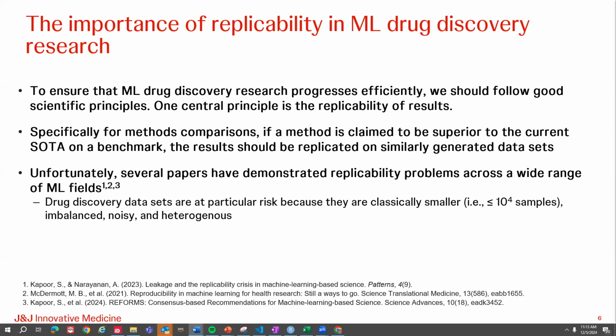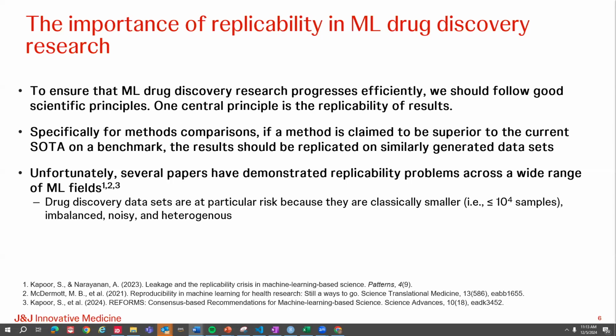Specifically for methods comparison, if a method is claimed to be superior to the state of the art on a benchmark, we expect the result to be replicated on similarly generated data sets. Unfortunately, much of ML research is not replicable. Below here, I have some high-profile papers from the last couple years demonstrating that there are replicability problems across a wide range of ML fields.